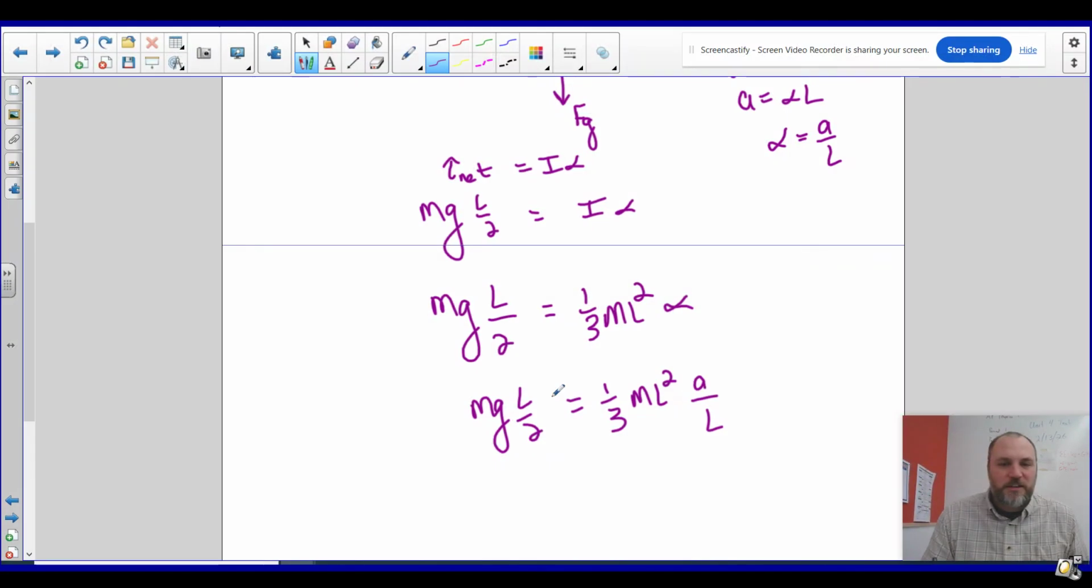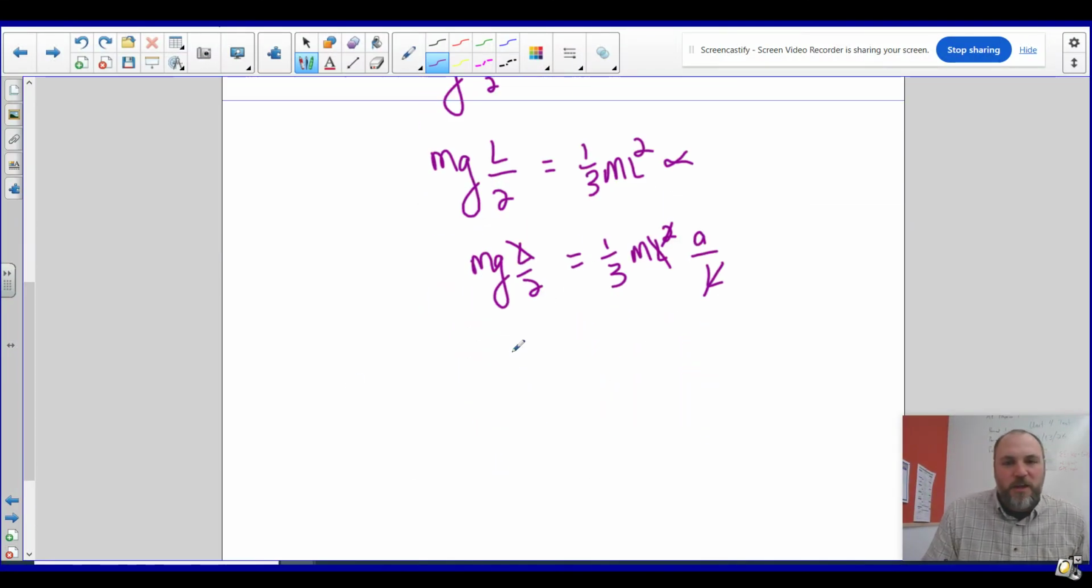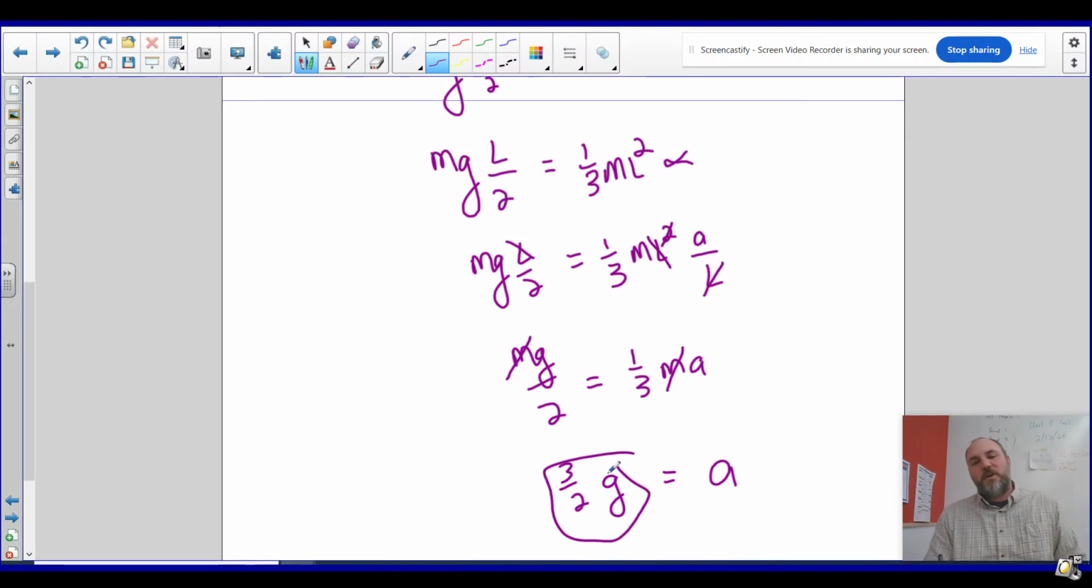And I can do some cancellations like I did in the last problem. I can cancel that L with one of those on top, and then I have an L on the other side that I can cancel. And I just have mg over 2 is equal to 1/3 ma. If I want to get a by itself, I can cancel those masses. And if I multiply by 3 to get rid of that 1/3, I have 3/2 g for the acceleration.